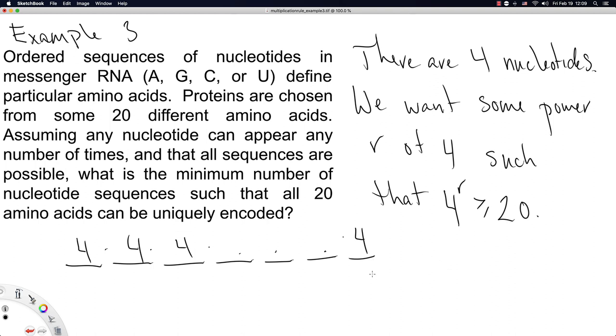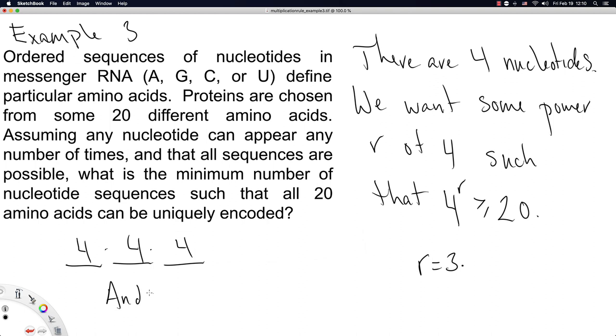This problem isn't too difficult to just brute force. You turn out to get R equal to 3. So in fact, we know that amino acids should look like this. They are sequences of A's, G's, C's, and U's three characters long, three nucleotides long.